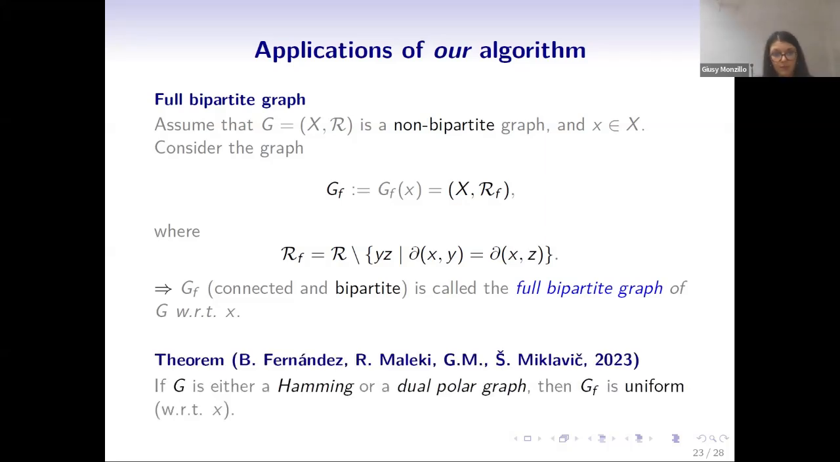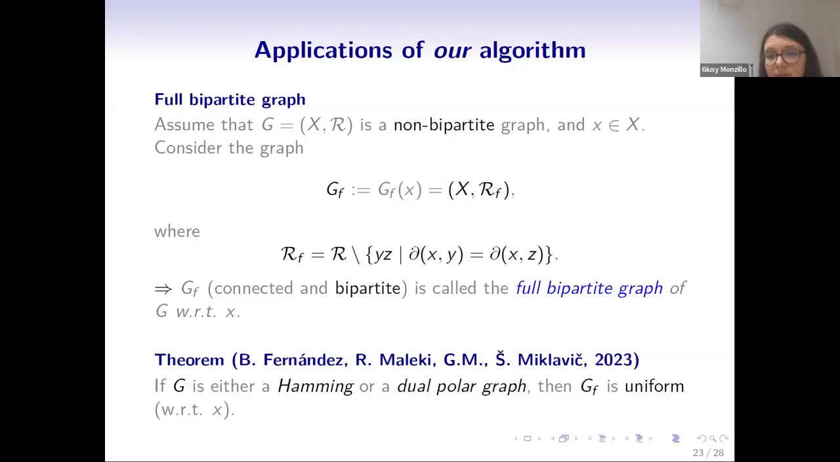In the paper that I mentioned before, we introduced this full bipartite graph and had some classification results. Among those, the one that we are interested in for this talk is the following: if G is either a Hamming or a dual polar graph, then G^F is uniform with respect to X. Observe also that by definition this graph won't be regular, because we remove edges with respect to a fixed vertex, so we change the valency. So now we have a candidate for our algorithm: a graph that is bipartite and uniform with respect to X in these two cases.